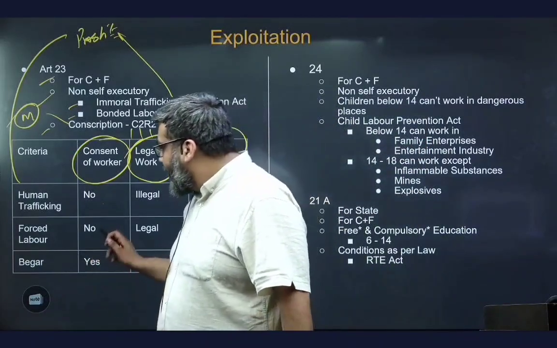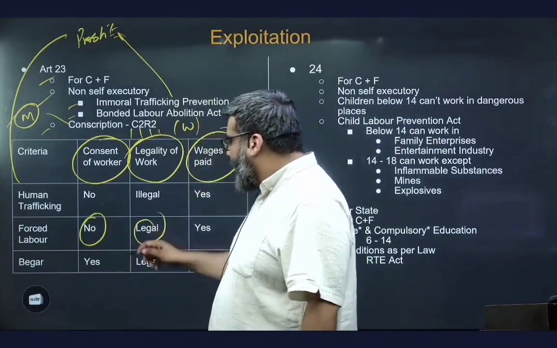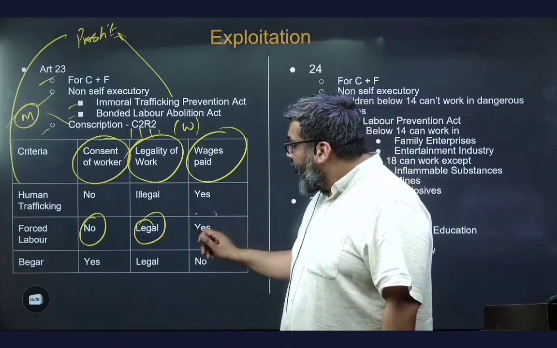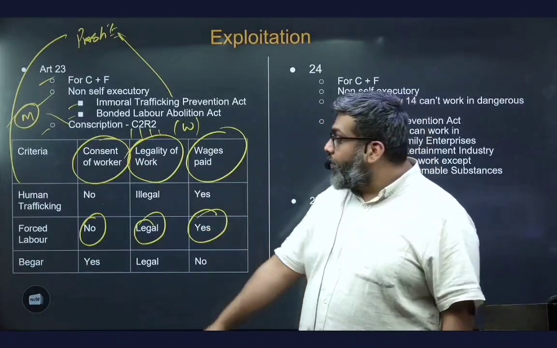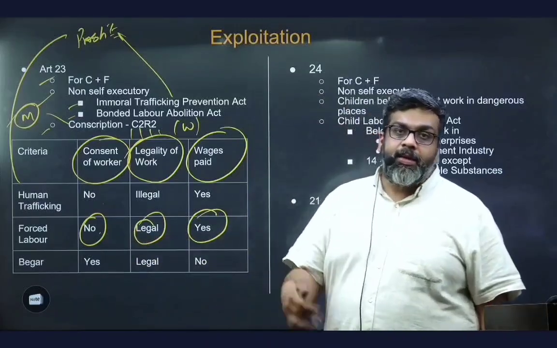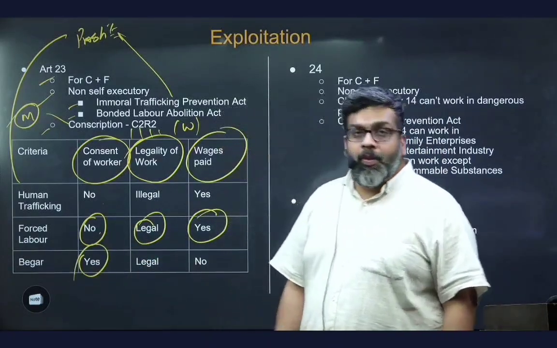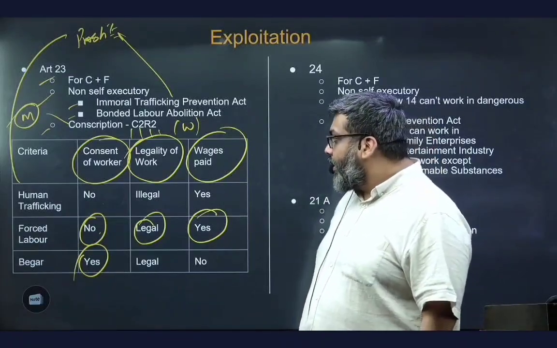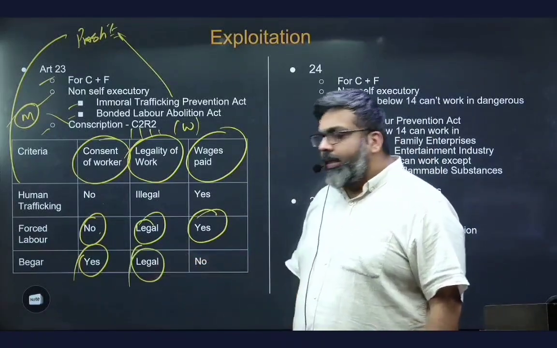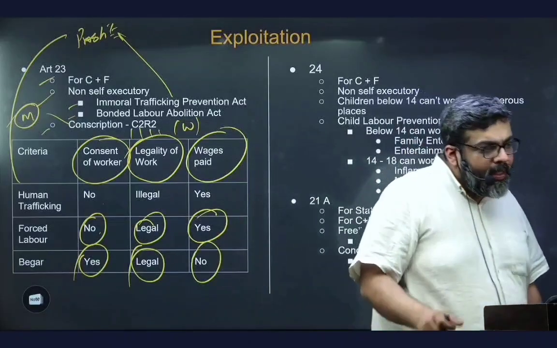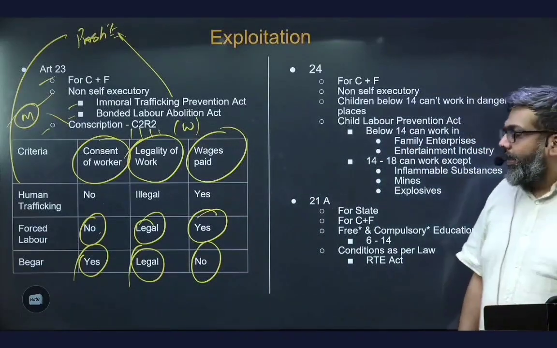Forced labor is where there is no consent. The work could be legal and you may or may not be paid. In fact, the Supreme Court has said, even if you've been paid for something you did not want to do, it is still forced labor. Third, Begar is where you wanted to do this, you agreed to do the work, it was legal, but you were not paid for it. So it's basically unpaid labor. This is exactly what is Article 23.